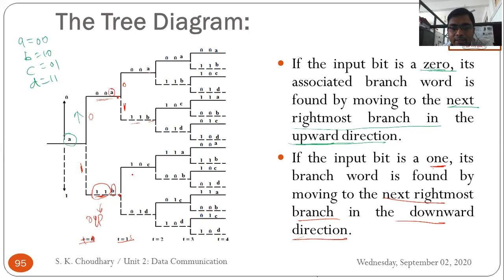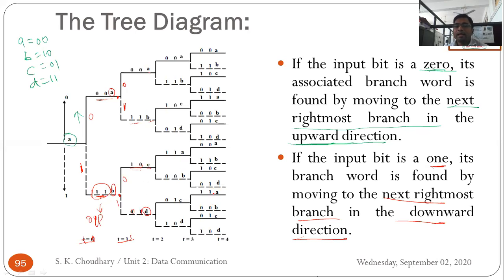From B, two transitions can occur. First, when you receive the 0, you enter into C as per the state diagram, and when you receive a 1, you enter D. And your output at C, when you receive the bit 0, is 1 0, and here the output is 0 1. Okay.